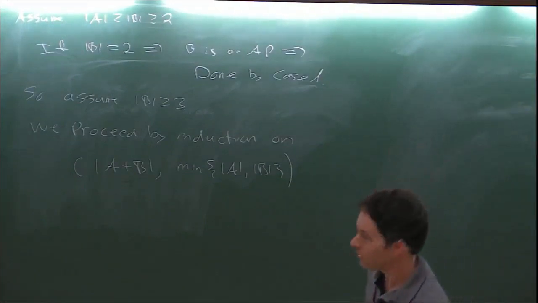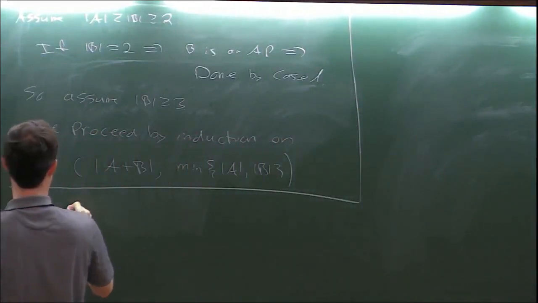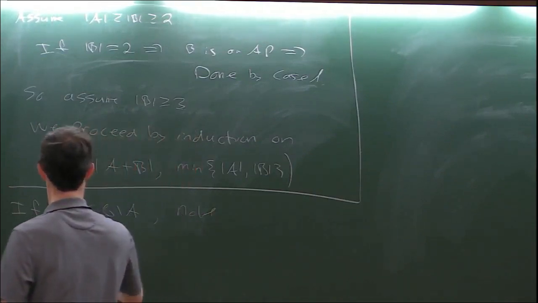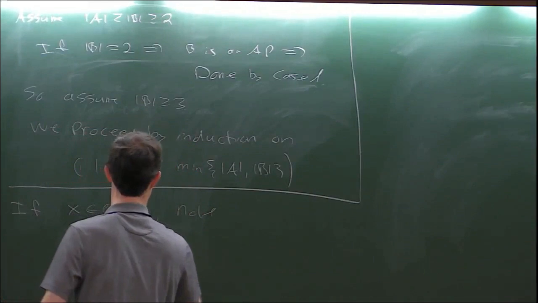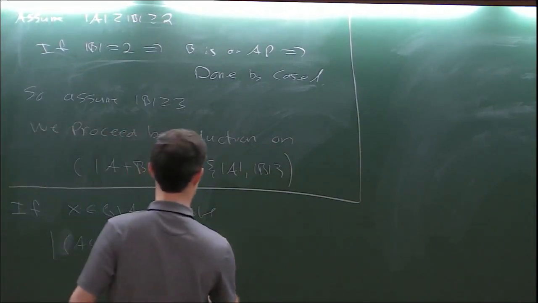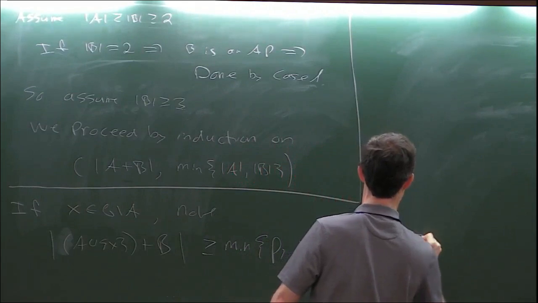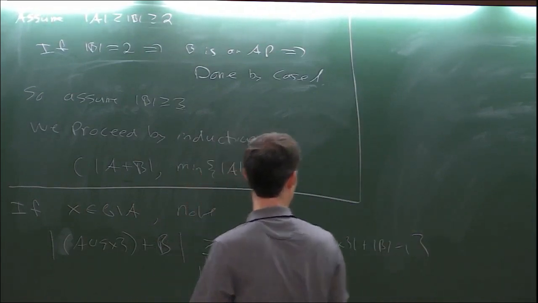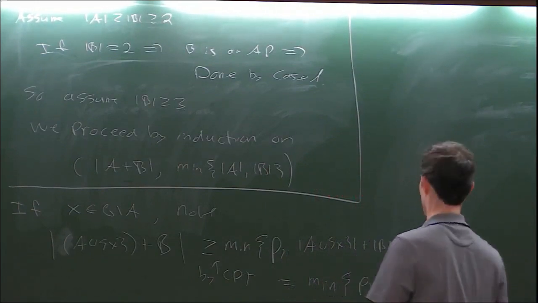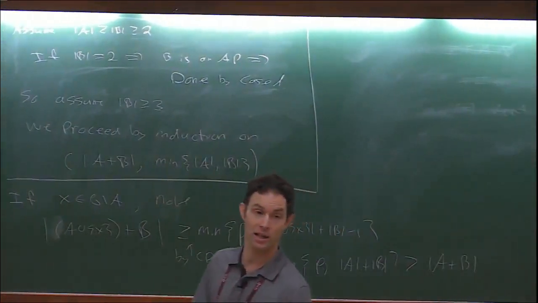Now, if X is not inside A, let's look at A union X plus B. We have the Cauchy-Davenport theorem. This says this is at least the minimum of P and the size of A union X plus B minus 1, which in turn equals the minimum of P and A plus B, which is strictly bigger than that of A plus B. It doesn't matter what X we use, as long as it's not inside A.